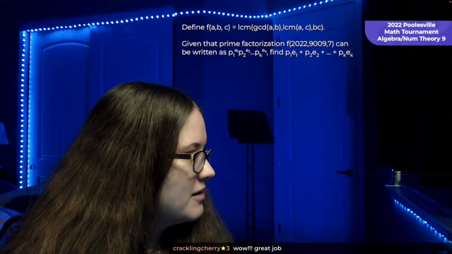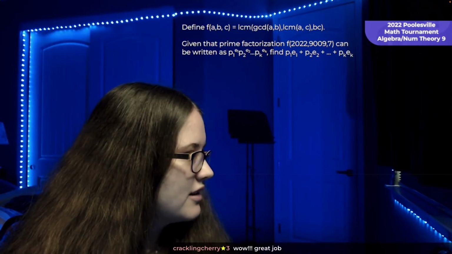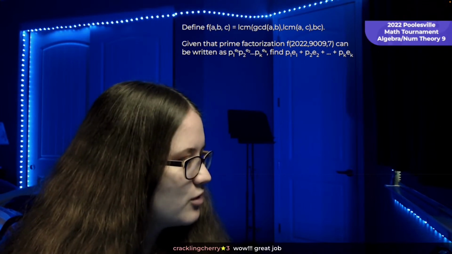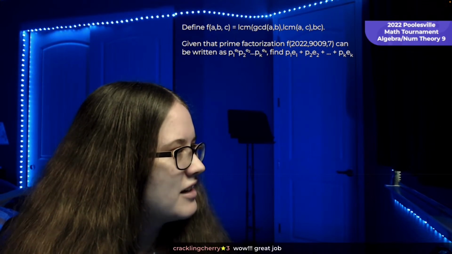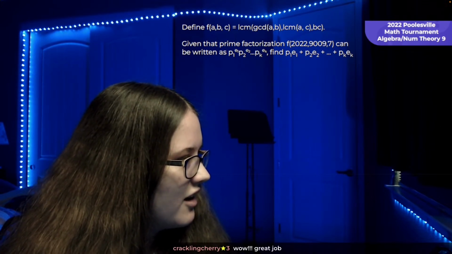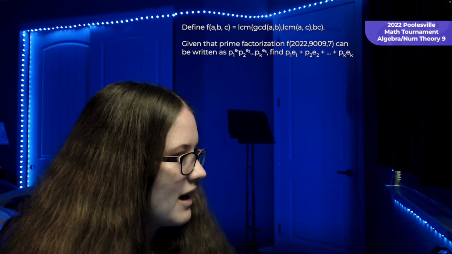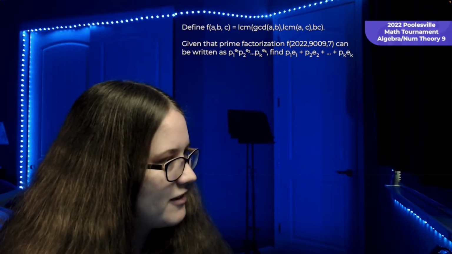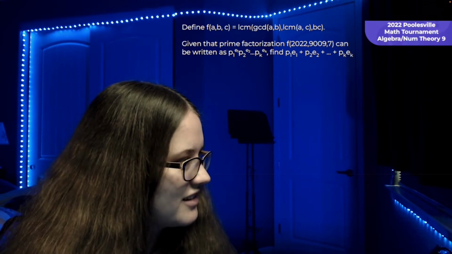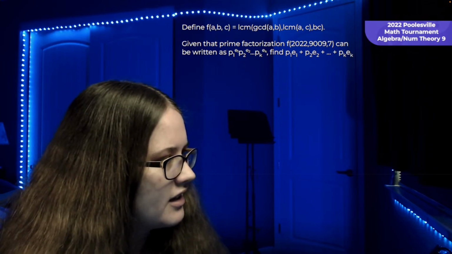Define f of a, b, and c to be the least common multiple of the greatest common divisor of a and b, the least common multiple of a and c, and b and c, or b times c. Okay, and then we are trying to find the prime factorization of f of 2022, 9009, and 7.